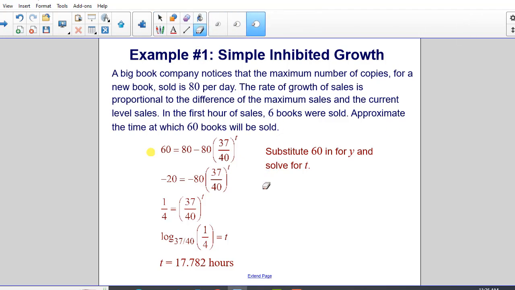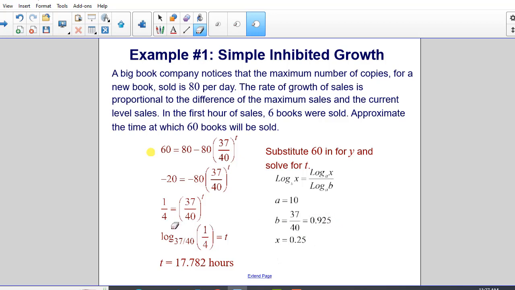So let's recall that when you have a log of any base, we can rewrite this as log base b of x is equal to log base a of x divided by log base a of b. So for this problem, we're going to let a equal 10. B is going to equal 37 over 40, or the decimal 0.925. And we're going to let x equal 1/4, or 0.25.